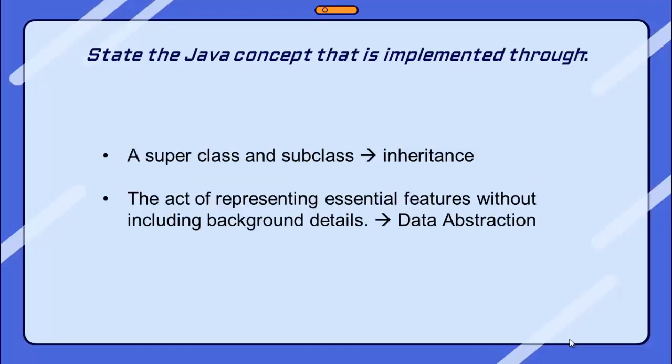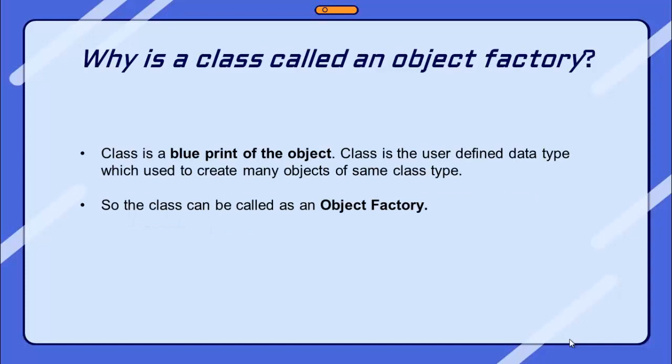The Java concept that is implemented through a superclass and subclass is inheritance. The act of representing essential features without including background details is data abstraction. Why is a class called an object factory? A class is a blueprint of the object. A class is a user-defined type that is used to create many objects of the same class. Since one class creates many objects, it is termed the object factory.